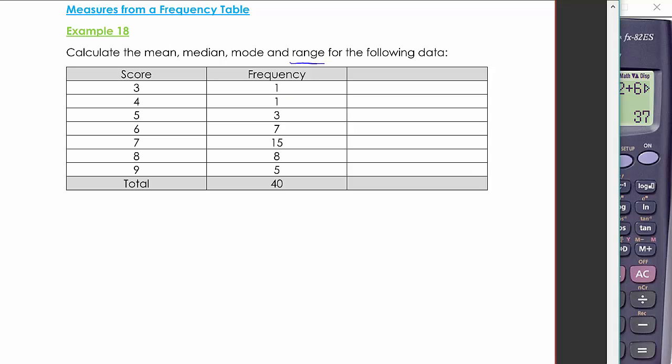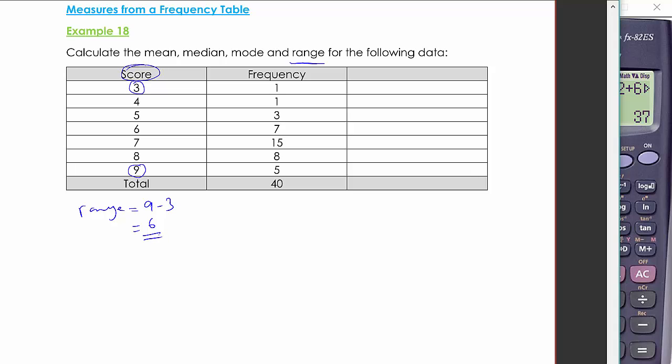Now the important thing to note here is the scores, the actual data values are the scores, not the frequencies. So the largest data value is a 9 and the smallest is a 3. So the range is 9 take away 3, which is 6.